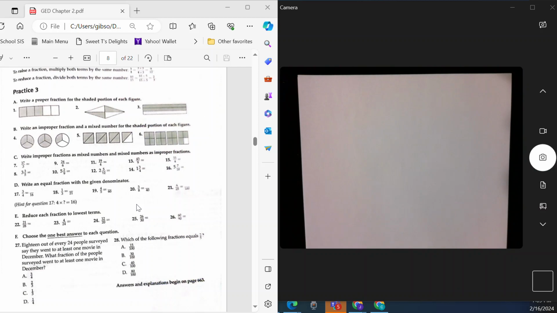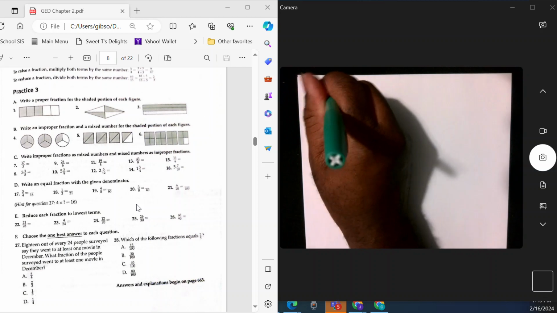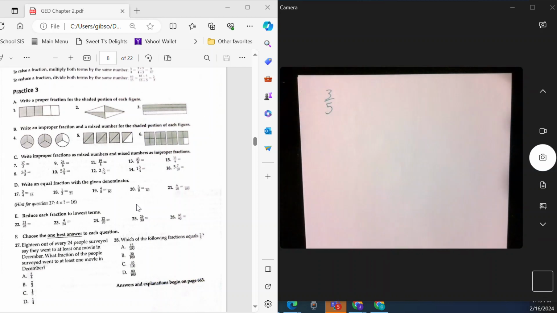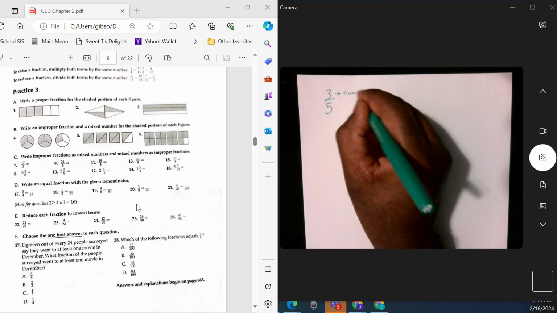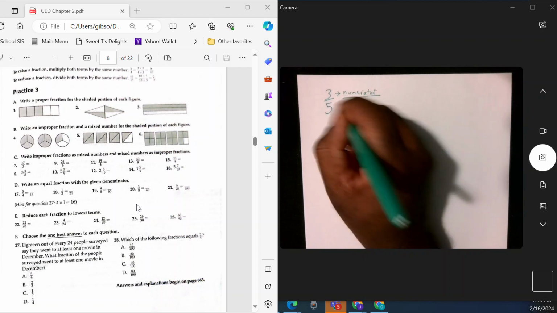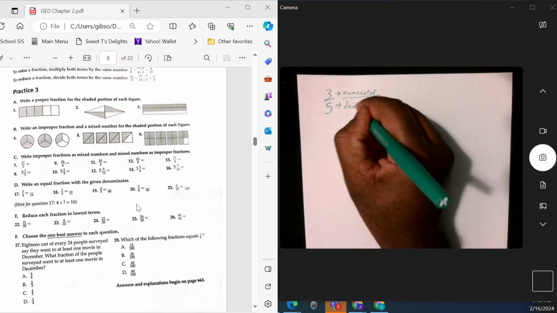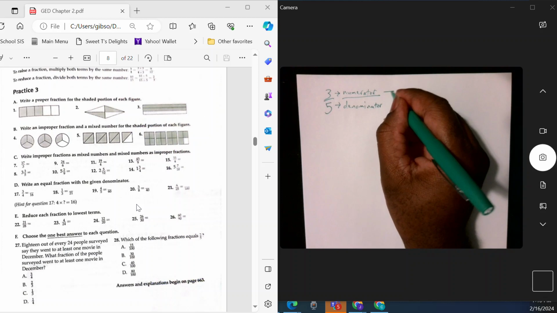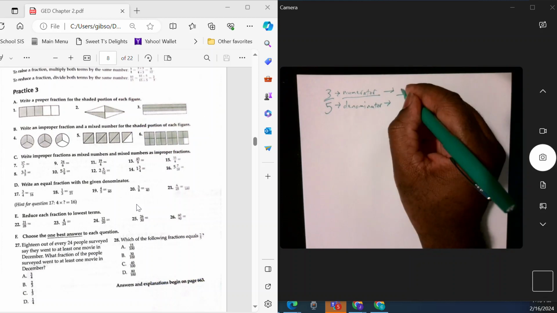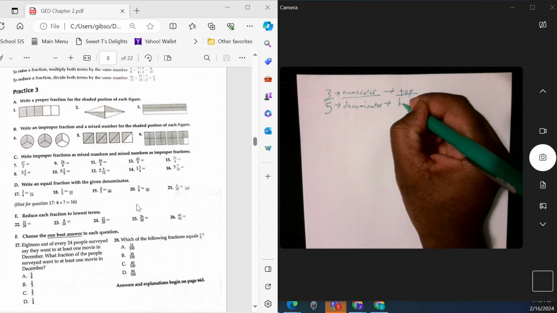Now, you need to know the difference between what a proper fraction is and an improper fraction. A proper fraction is basically this here. Let's say we had 3/5. First of all, the top value is called the numerator. The bottom value is called the denominator. If we're not talking mathematics, we also call them the top and the bottom.